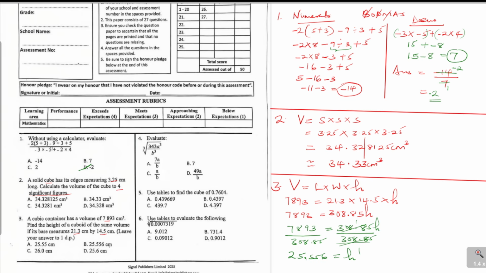1 decimal place means that we need the number up to that point. So when you round off, this will be 25 point. Look at the number after the 1 decimal place: this is 5, so you add 1 to 5. So you get 0.6 centimeters. So 25.6 centimeters is the solution. For the other one, we got the answer 34.33. Got to mark that.